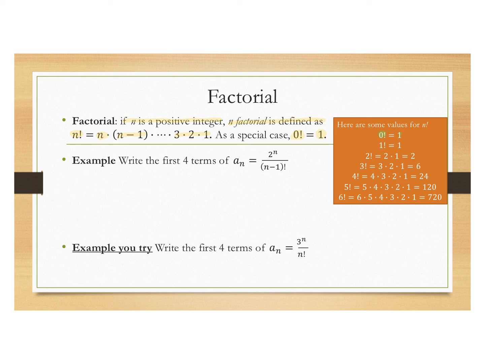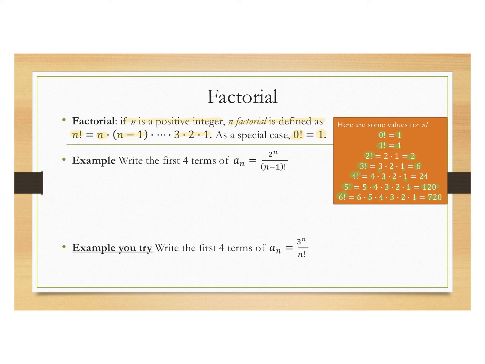0 factorial is 1, 1 factorial is 1, 2 factorial is 2, 3 factorial is 6, right? Because 3 times 2 times 1. 4 factorial, 4 times 3 times 2 times 1, is 24. 5 factorial, 5 times 4 times 3 times 2 times 1, is 120. 6 factorial, 6 times 5 times 4 times 3 times 2 times 1, is 720.